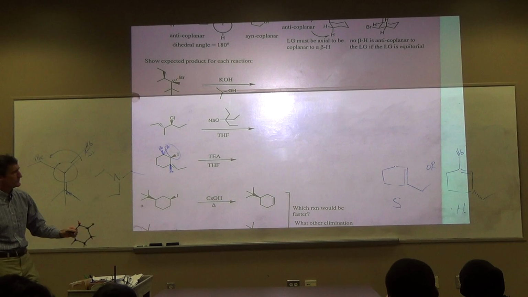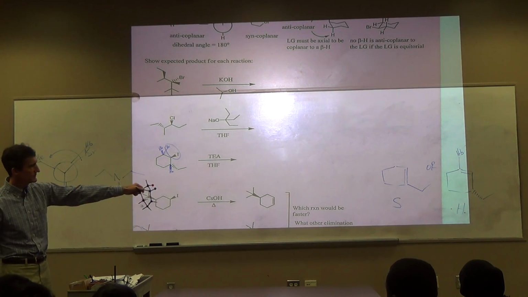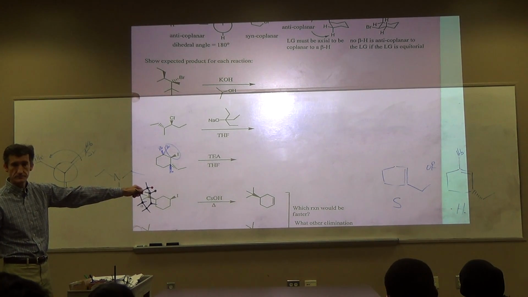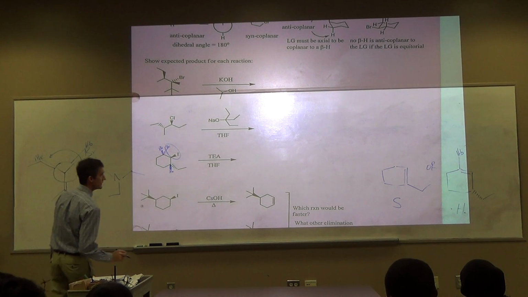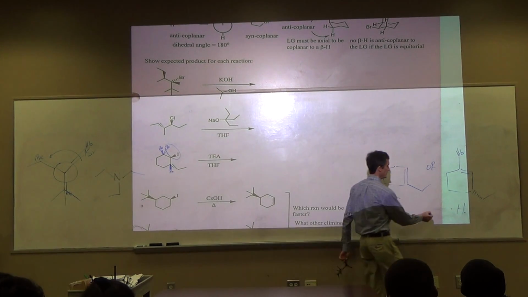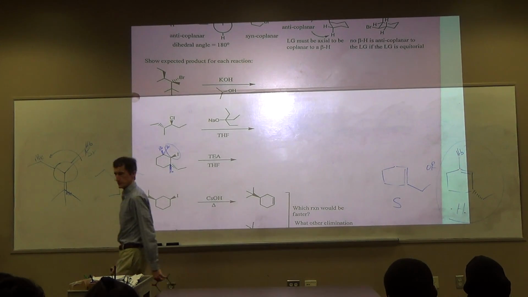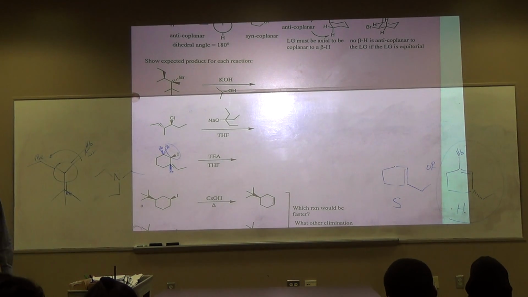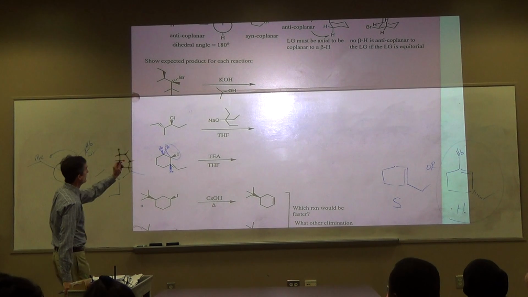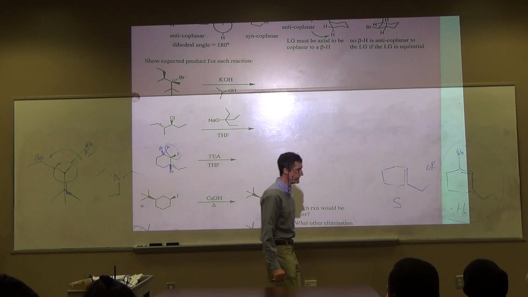This is another example where, did we get the most stable product? No. This reaction gives a less stable product, the Hofmann product, because of the stereochemical requirement for E2 elimination. Making sense? Okay, you can work the others. There's a question down here.